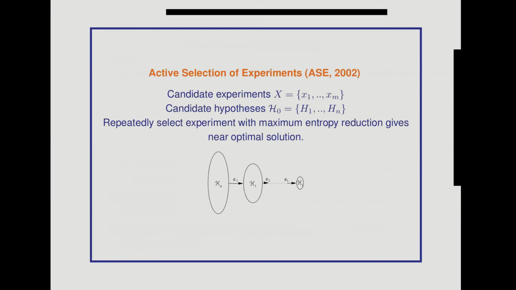So the active selection of experiments worked by treating experiments as a set x1 to xm, and you have a set of candidate hypotheses h1 to hn, and then you repeatedly select experiments which maximally reduce the size of the hypothesis space at each stage until it converges to a single hypothesis. That process was well known, and the approximation to the Fedorov solution was well known. So we had a very efficient and effective way of doing the selection.